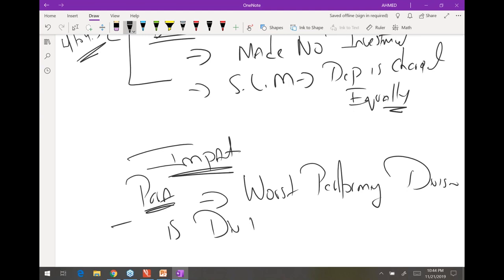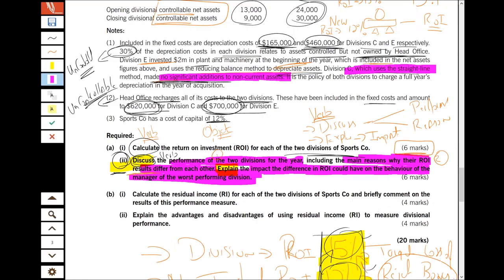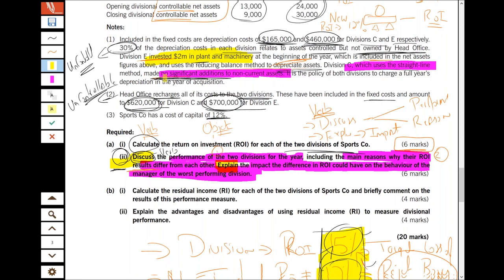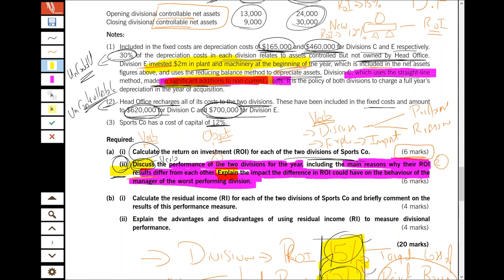So what impact will there be? It's very simple. Demotivation. Loss of bonus. What will the manager of division E be thinking? He'll be thinking, how stupid I am. I made an investment of 2 million in plant and machinery and he didn't make any investment. I made the investment for the company's betterment and he didn't, and he is enjoying the bonus and I lost the bonus, which means from next time, I will also not make an investment. That's it.